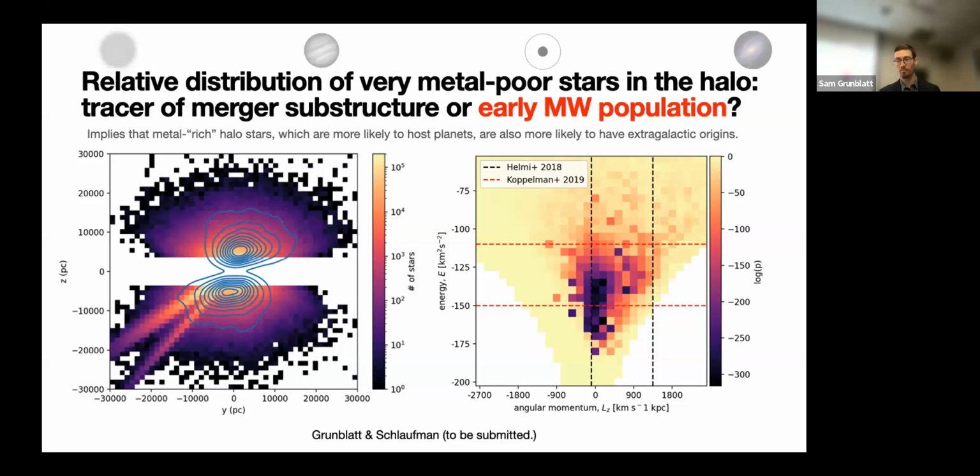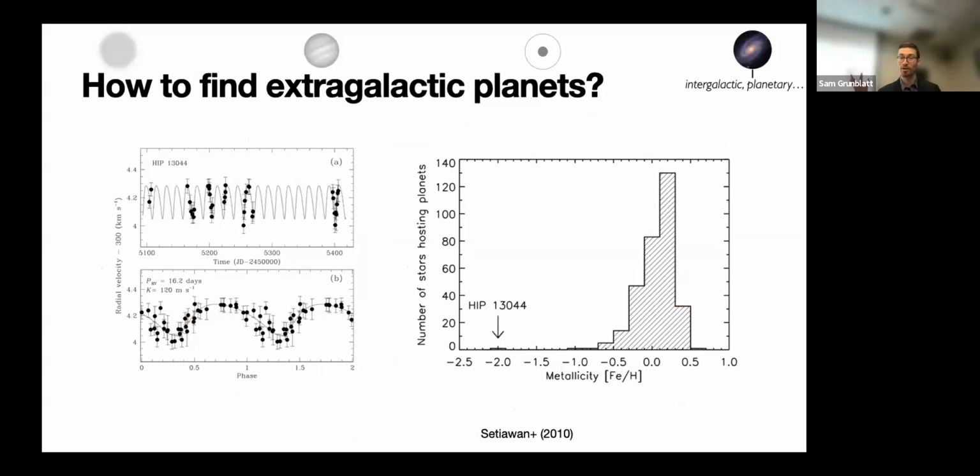So if we do see more metal rich stars, those are more likely to actually be part of Gaia Enceladus. And metal rich stars are more likely to host planets. So if there are metal rich stars in this halo population, and we do find planets around them, those planets are also more likely to have extragalactic origins. Okay, so how do we actually find these extragalactic planets?